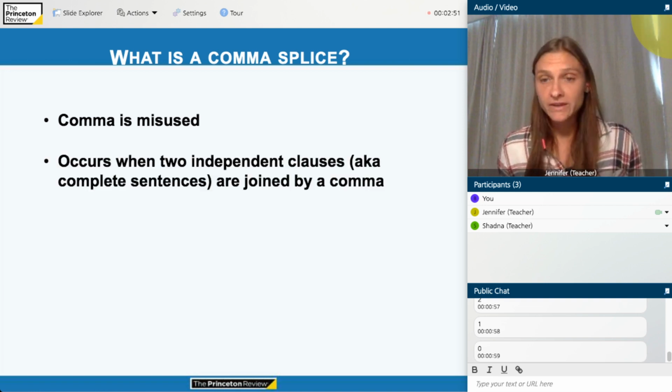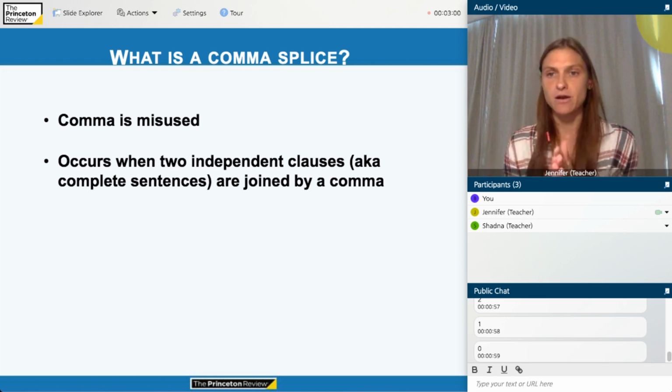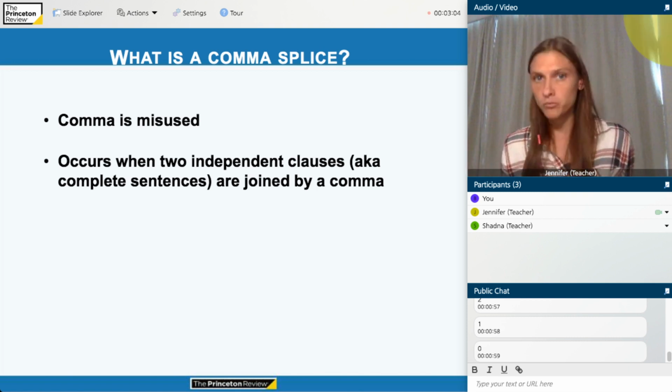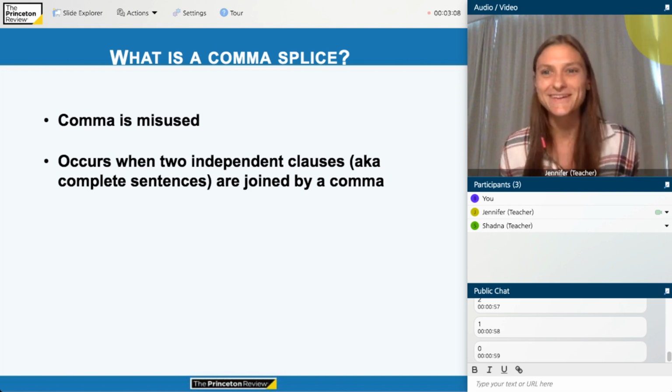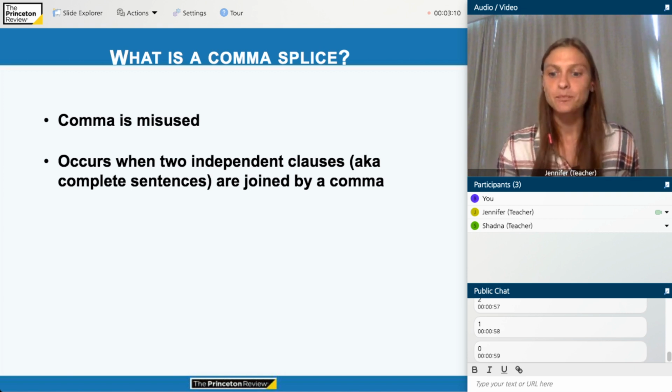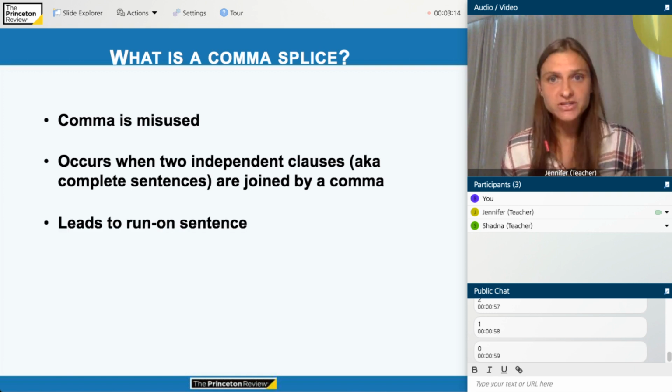More specifically, a comma splice occurs when you have 2 independent clauses, which is the same as saying 2 complete sentences that are joined by a comma. So it's like complete sentence, comma, complete sentence. We'll briefly look at what a complete versus incomplete sentence is in just a second. And because a comma splice is incorrect punctuation, it leads to a run-on sentence.